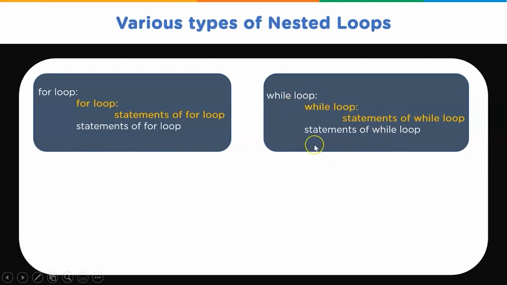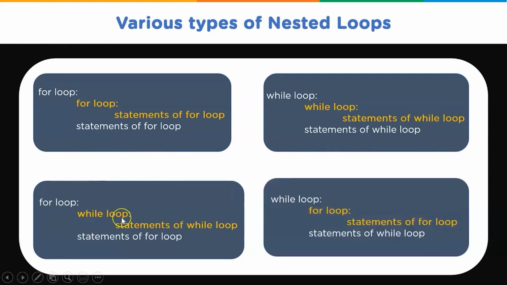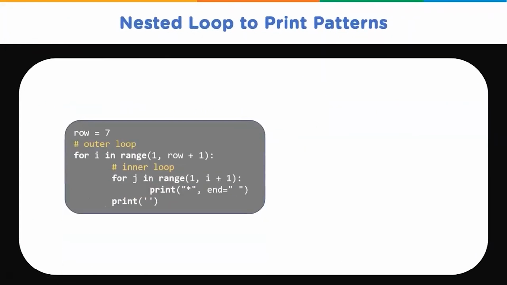You can see it here. So using Python you can use both for loops and while loops together. The outer loop can be a for loop and the inner loop can be a while loop. You can also write nested loops having a while loop outside and for loop inside. So now that you have learned about the basics of nested loops, let's look at an example of printing patterns.